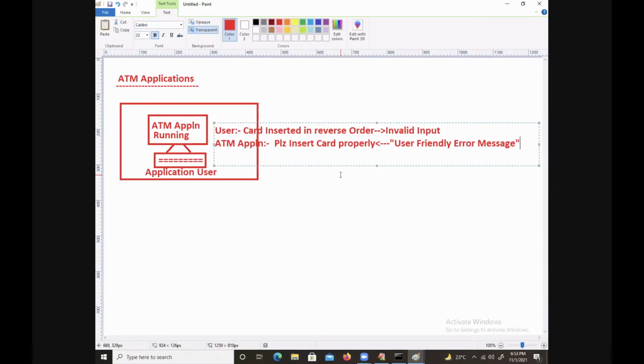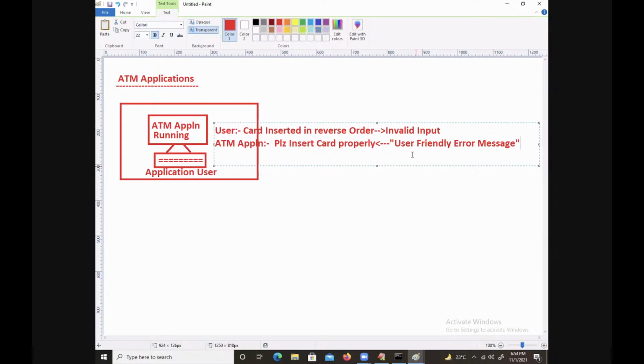User-friendly error message. That means the ATM application developer has forecasting knowledge. Forecasting knowledge means he is predicting that some users, in a hurry, may not insert the card properly. They may do some wrong things with my ATM application. They predetermined it already and expected it already. That's why they detected that the card is in reverse order, and that's why they give you: please insert the card properly.